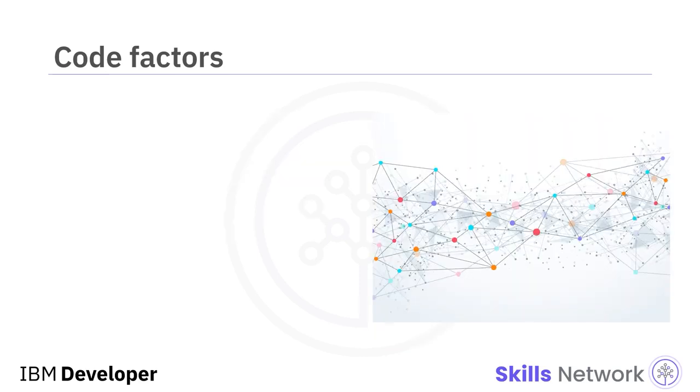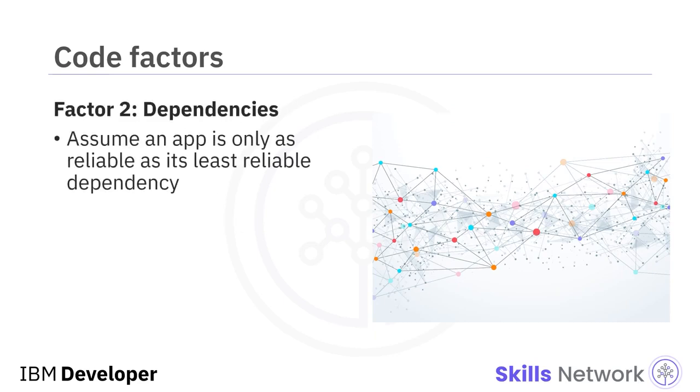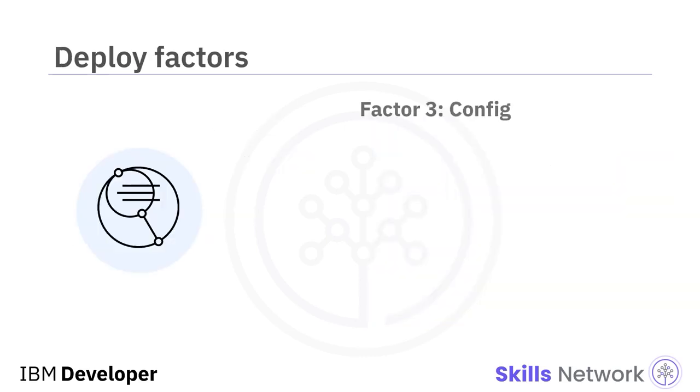And the last code factor we'll discuss is Factor 2, dependencies. An app is only as reliable as its least reliable dependency. As a result, 12-factor apps do not rely on the implicit existence of any packages, dependencies, or tools. You must explicitly declare all dependencies. This way, when a new developer grabs the codebase, there is no assumption that any dependencies already exist on their machine.